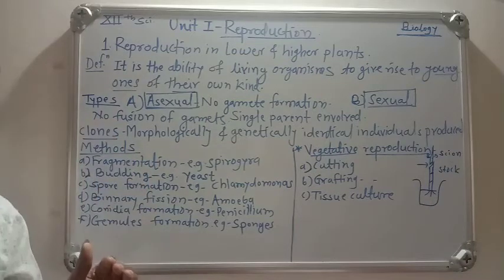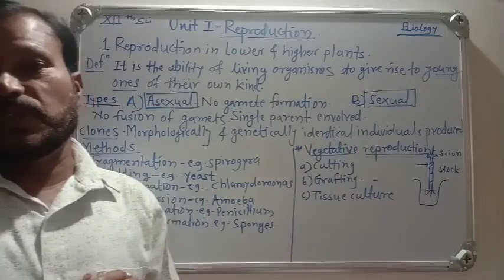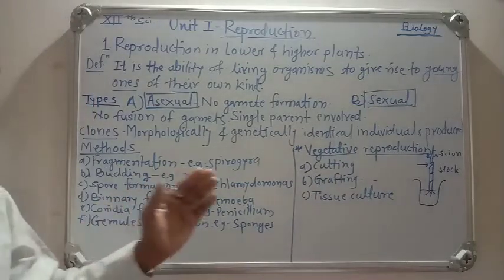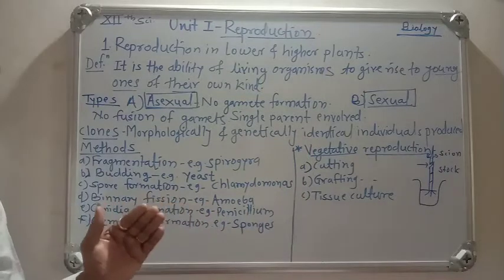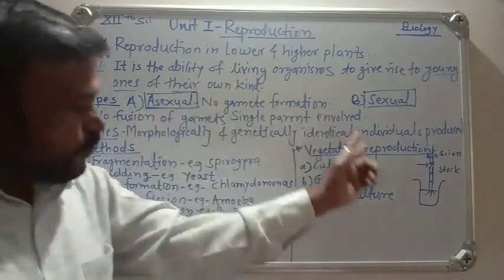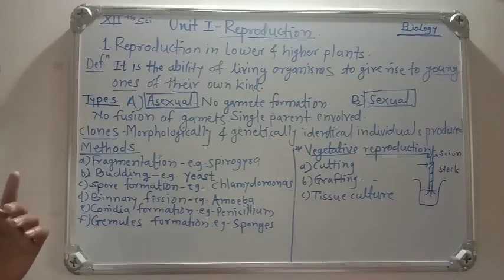Particularly in higher plants, flowering plants and fruit plants, the vegetative reproduction process is utilized by the plants themselves as well as by agriculturists and botanists. In this way, we have completed asexual reproduction.